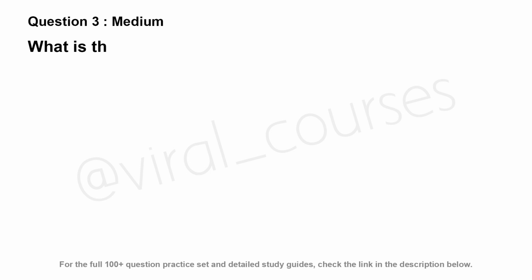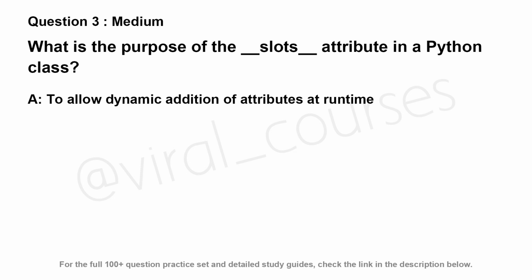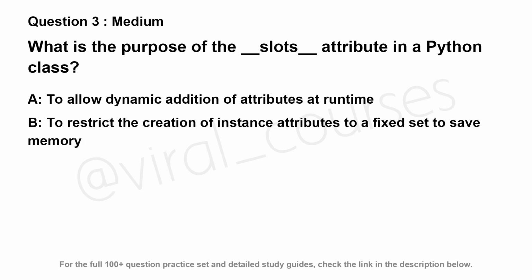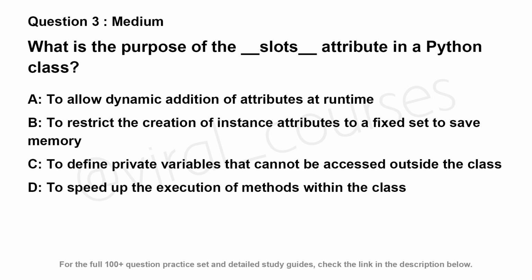What is the purpose of the __slots__ attribute in a Python class? Option A, to allow dynamic addition of attributes at runtime. Option B, to restrict the creation of instance attributes to a fixed set to save memory. Option C, to define private variables that cannot be accessed outside the class. Option D, to speed up the execution of methods within the class.